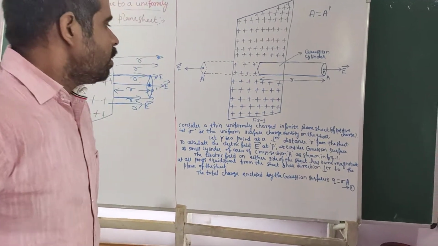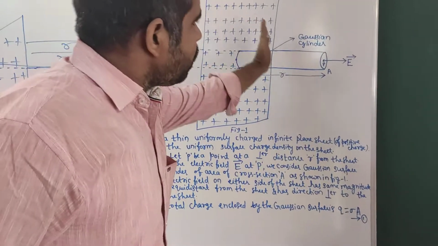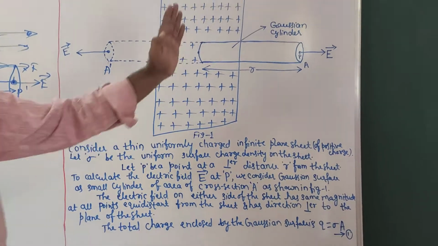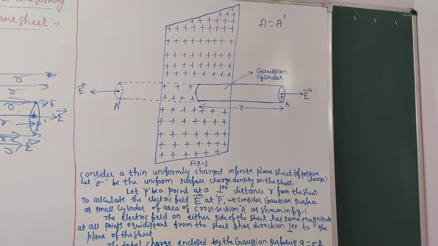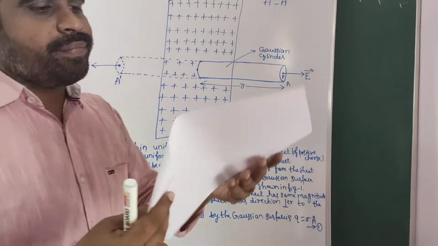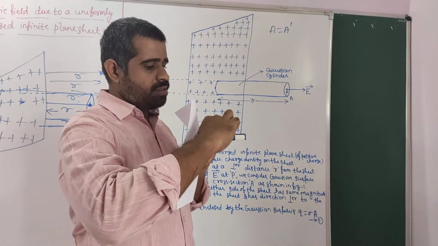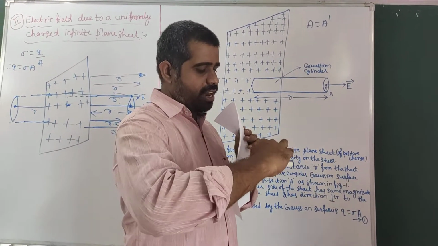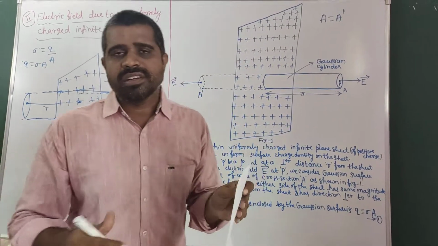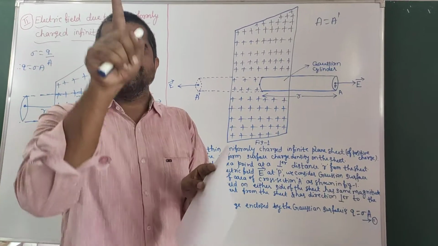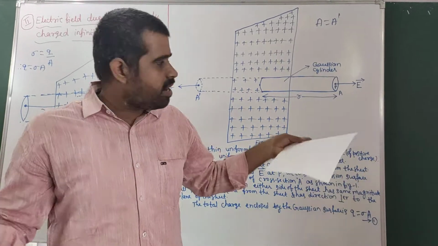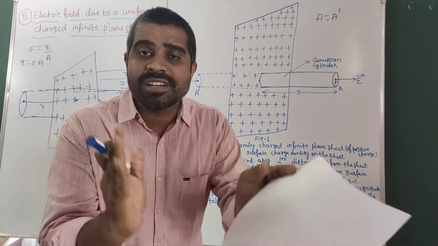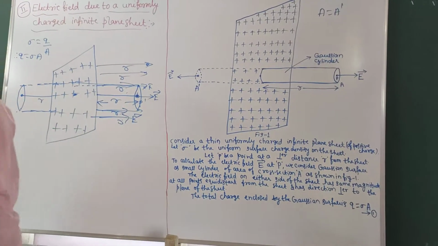Now the direction of electric field is just like toothbrush bristles. See, this is the sheet, and the direction of electric field is like this, like this, like this. Just like the bristles of a toothbrush. Here the direction of electric field is also like the bristles of a toothbrush.